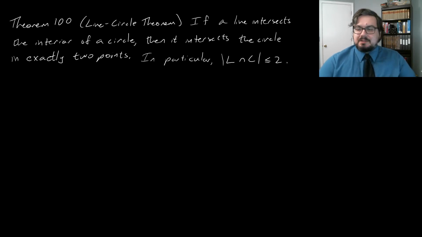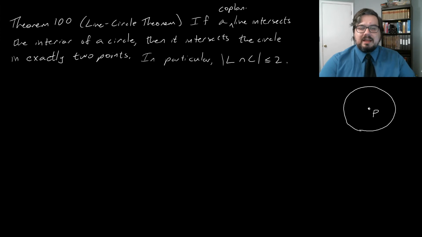The picture of this is pretty easy to see. If we've got a circle here, and then we've got a line that intersects the interior of a circle. I really should specify that I want the line to be coplanar with the circle. So if there's some point that the line contains that is interior to the circle, then that line has to intersect the circle in exactly 2 places. Let's see how this goes.